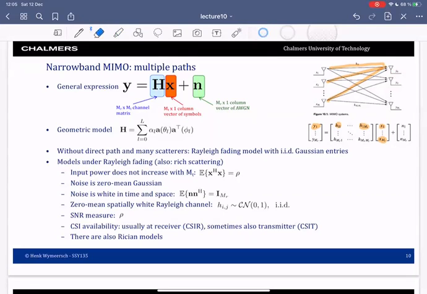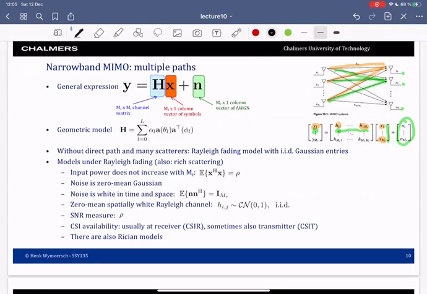For the second receive antenna, I'll use a different color like this. The second element would be the second row here times this vector of transmit complex numbers. And of course, on each receive antenna, you have additive white Gaussian noise, and that's this vector here.